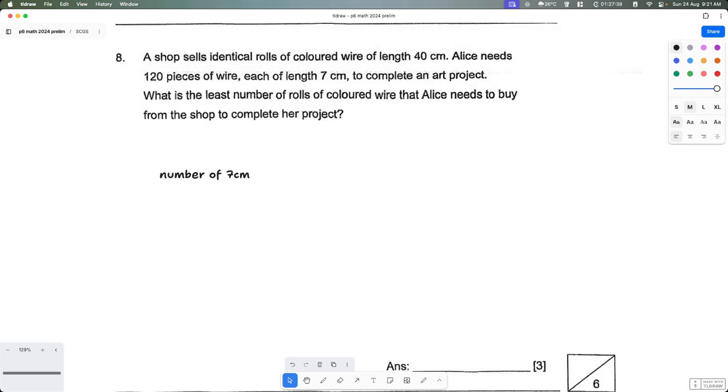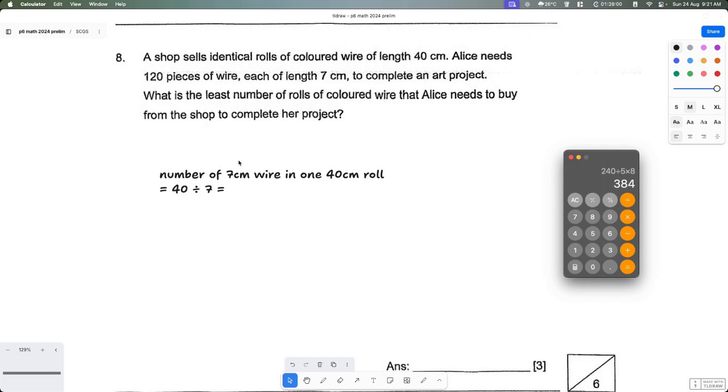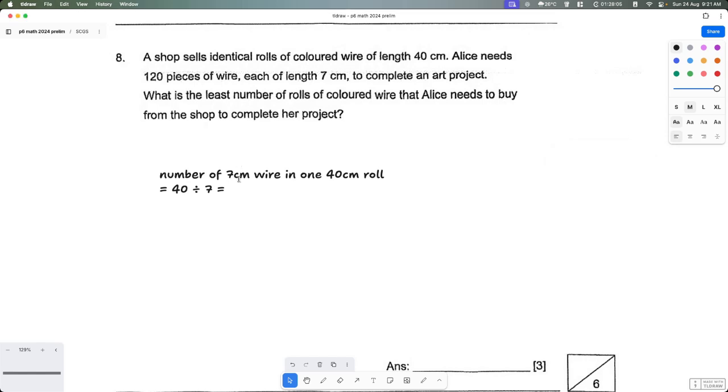So in this case, we want to know the number of 7 centimeter wires in one 40 centimeter roll, which is equal to 40 divided by 7. In this case it will be around 5, 5 remainder something. So 40 divided by 7 will be 5.7 dot dot dot, then this will just be 5.